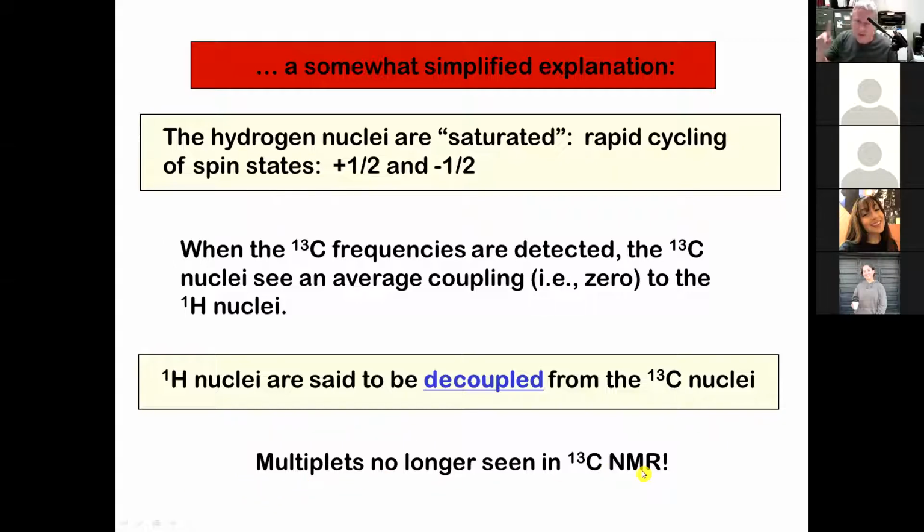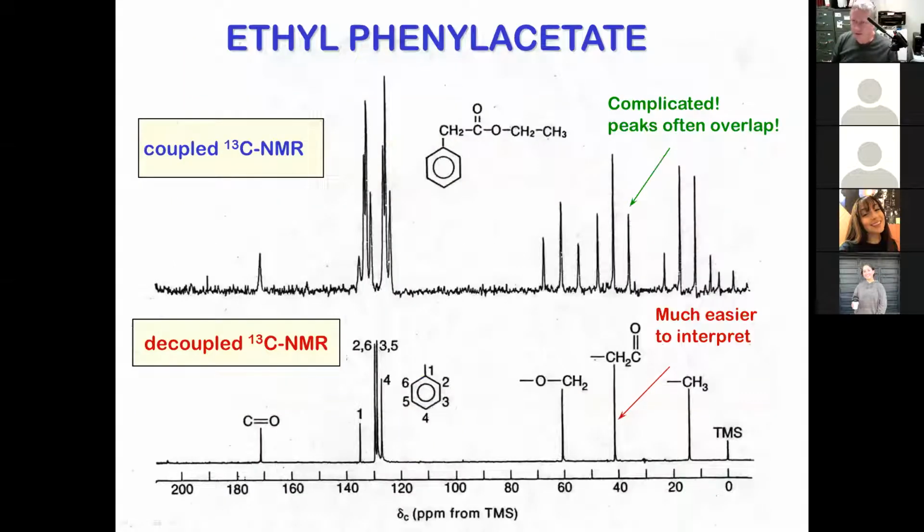Let me first show what it looks like, and then we'll explain it one more time. So here at the top is the coupled carbon NMR. We see all the carbons, they are split by the number of protons, right? A CH2 becomes a triplet. Another CH2 becomes a triplet. This CH3 becomes a quartet because of the neighboring protons.